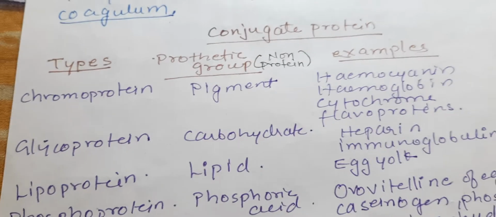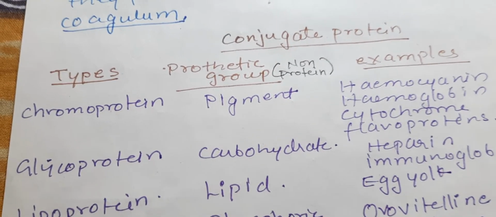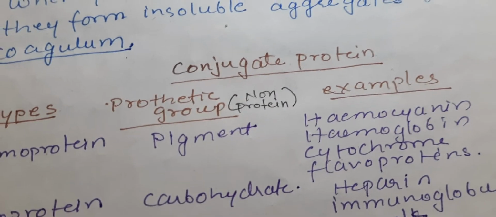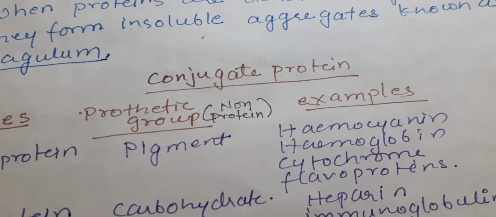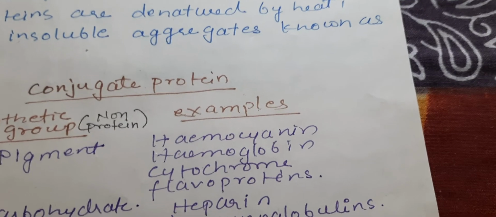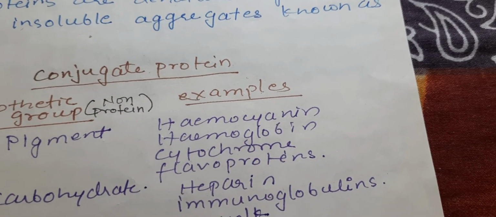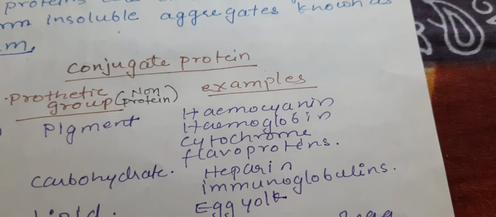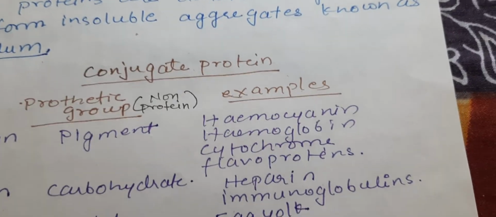Now we'll be discussing some conjugate proteins such as chromoprotein, a type of conjugate protein whose non-protein or prosthetic part is a pigment, and examples are hemocyanin, hemoglobin, cytochrome, flavoprotein, and all the pigments. They are part of chromoprotein.